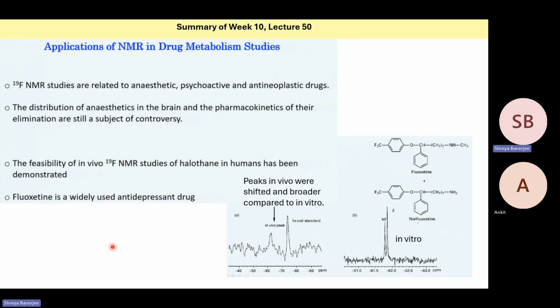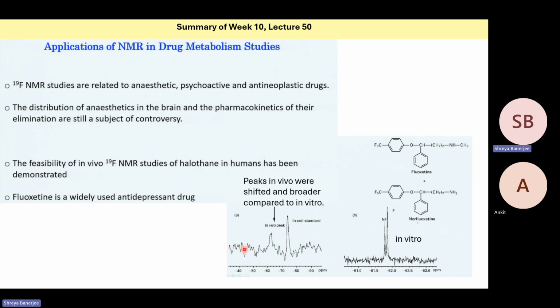That is, it is possible. Here an example is shown of fluoxetine, which is a widely used antidepressant drug. You can see the right side is the in vitro spectra of fluoxetine and norfluoxetine, which is a kind of byproduct formed from fluoxetine. And the left side is the in vivo peak.